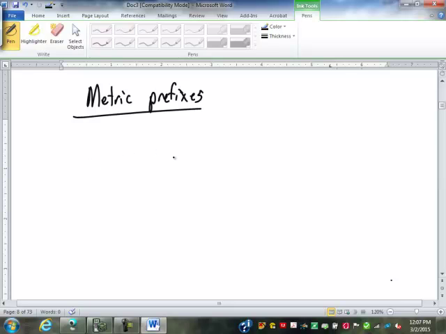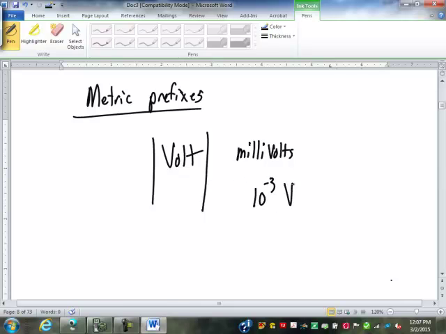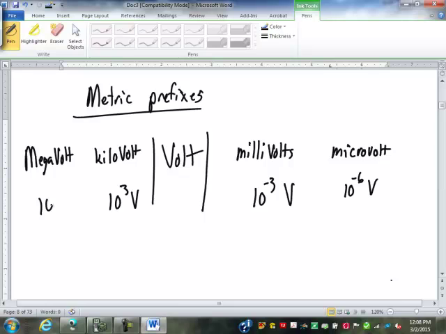If we have a volt, well, if you're looking at that volt as your main unit, you have millivolts. Well, a millivolt is 1/1000th, or 10 to the negative 3 volts. You have a microvolt. A microvolt is 1/millionth, or 10 to the negative 6 volts. And we can go the other way as well. A kilovolt is 1,000, or 10 to the 3 volts. Or a megavolt is 1,000,000, or 10 to the 6 volts. And these metric prefixes fill in. That's all they are, is a power of 10.